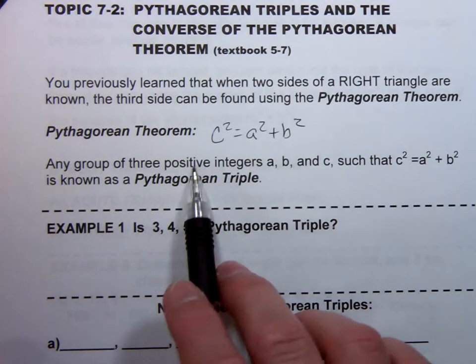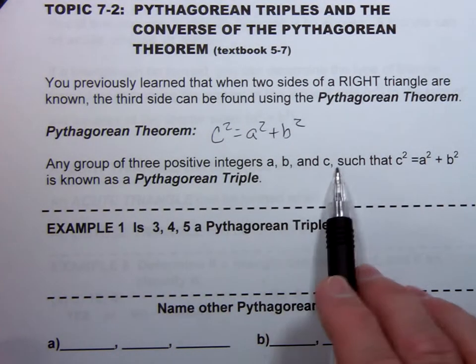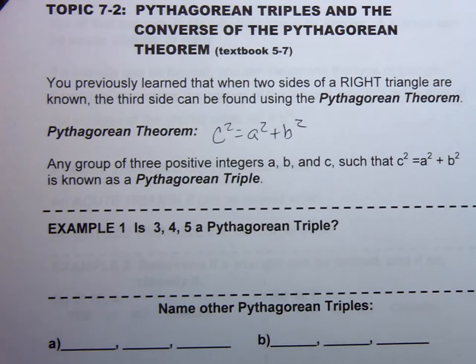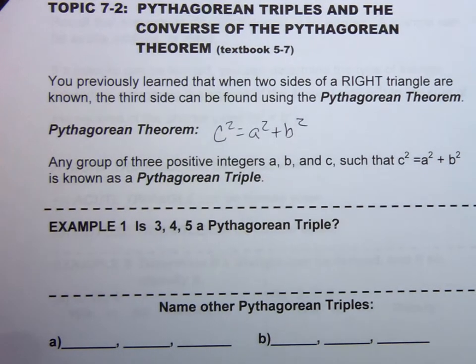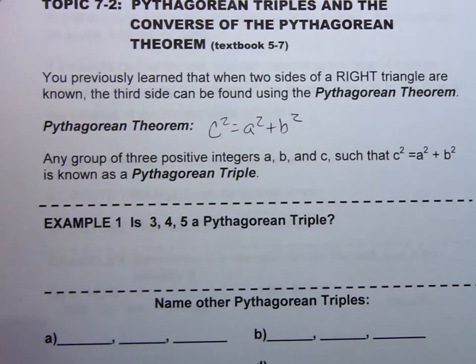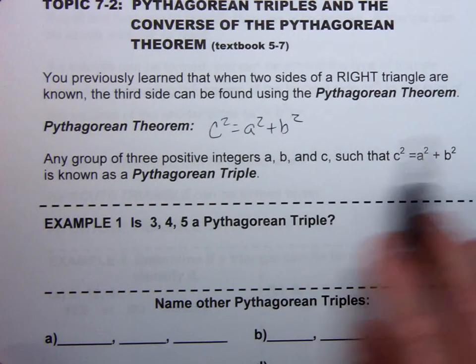Any group of three positive integers, a, b, and c, such that c squared equals a squared plus b squared, is known as a Pythagorean triple. So in other words, every time you've taken a right triangle and taken two sides and found the third number, the two sides they already gave you and the third number you found, those three sides of that right triangle are three numbers that work for this equation.